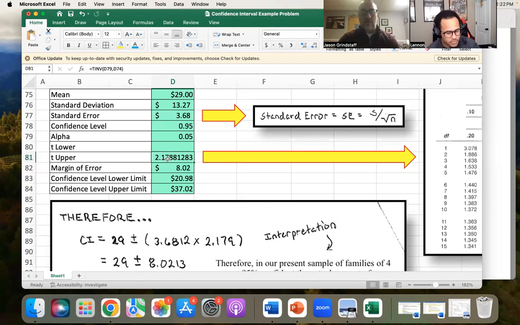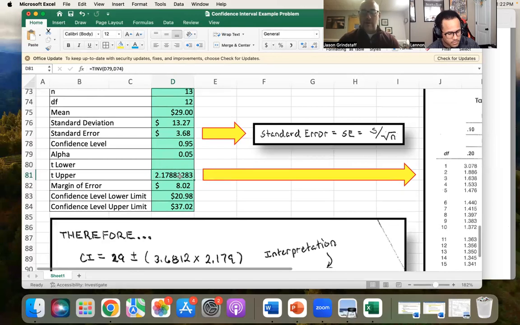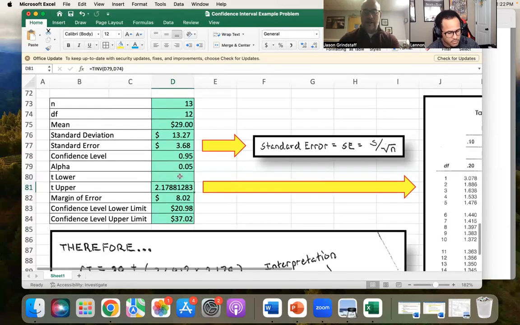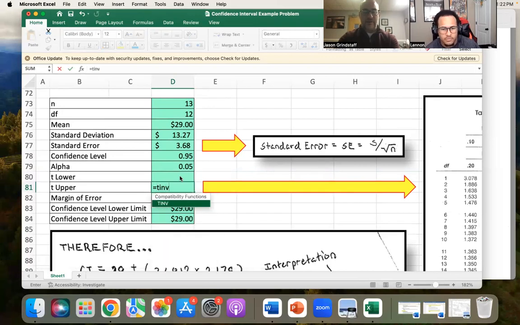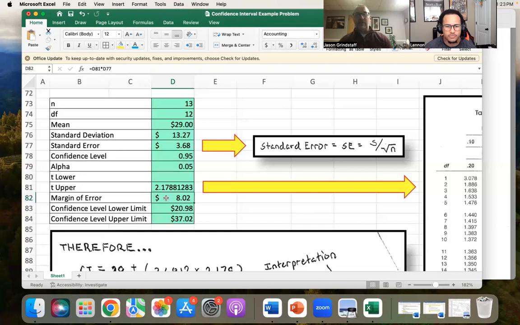So what is that? What is it asking for? Well, let me go back here. So let me say equals T inverse. It's asking for a probability level. My probability level is 0.05, comma, and degrees of freedom, 12. Close parentheses, enter. And that's going to give you your T upper.